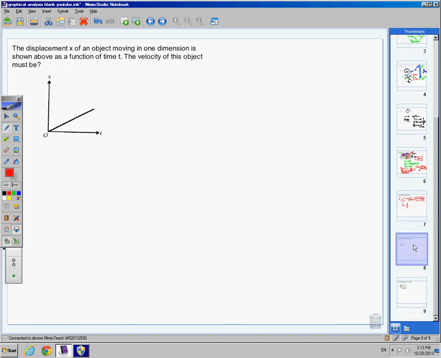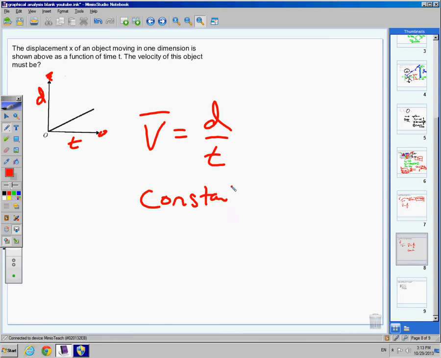And this one's a very similar question. Again, I'm going to remove the x and just put d. This was the t again, if you can't really see it. So it says the displacement x, or d, of an object moving in one dimension is shown above as a function of time. The velocity of this object must be. Well, we already talked about that in the last slide. So this is a repeat: if it's d over t, this line must be a constant velocity.